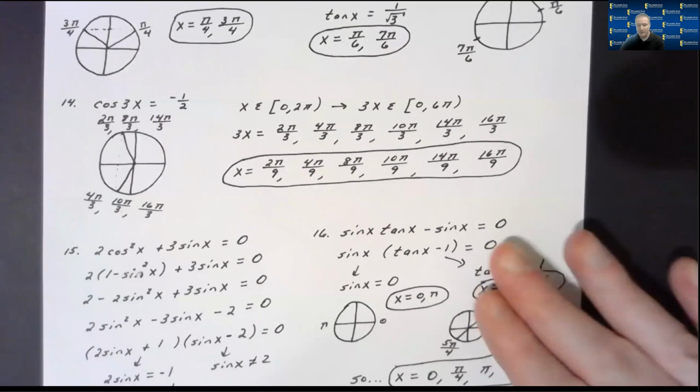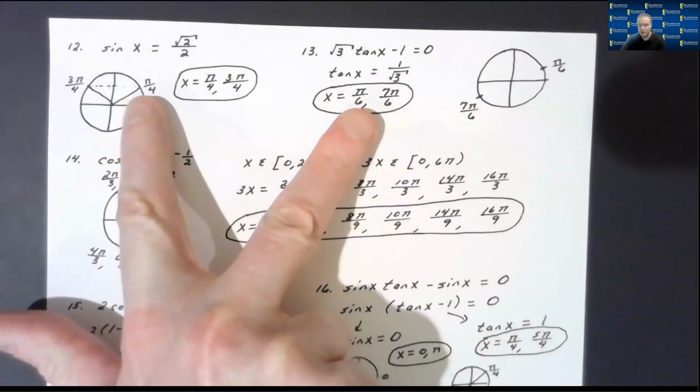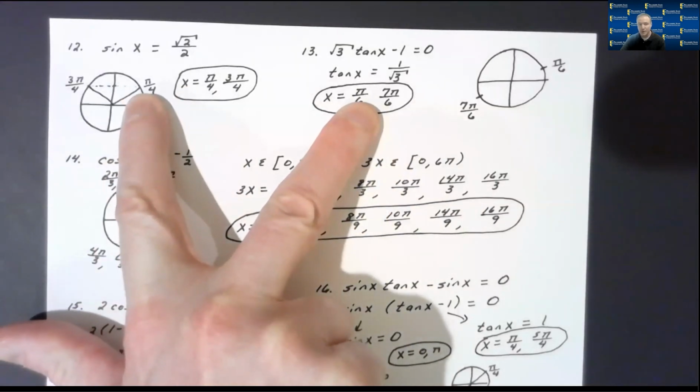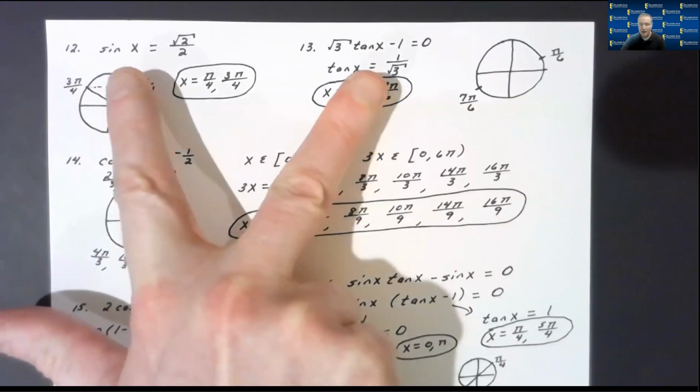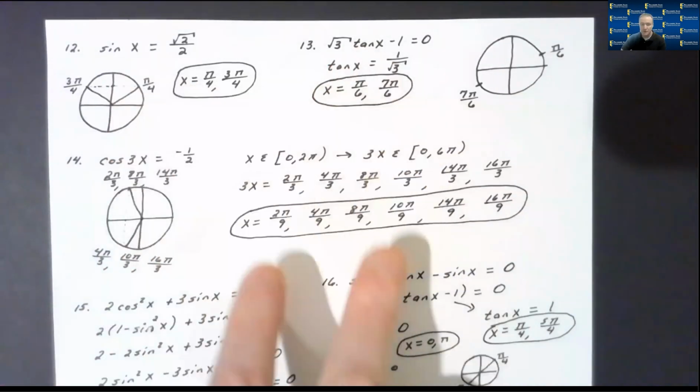Now, number 15, I'm trying to make sure in each one of these problems, I'm getting one of the major concepts of solving equations. Here I'm doing the multiple angles. In these first two, those are supposed to be a little bit more simple problems to where you're just thinking about where the sine, cosine, and tangent are on the unit circle.